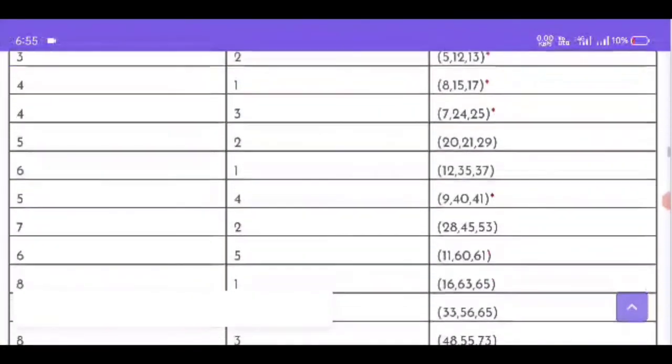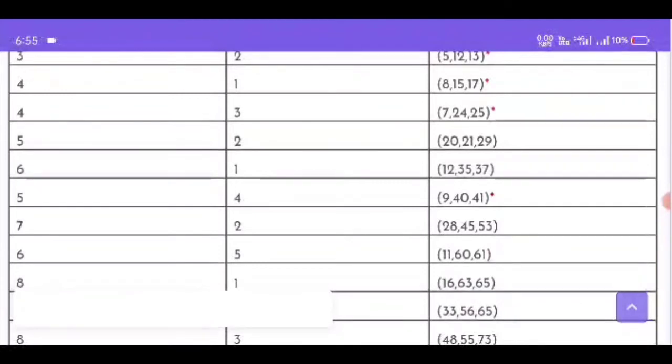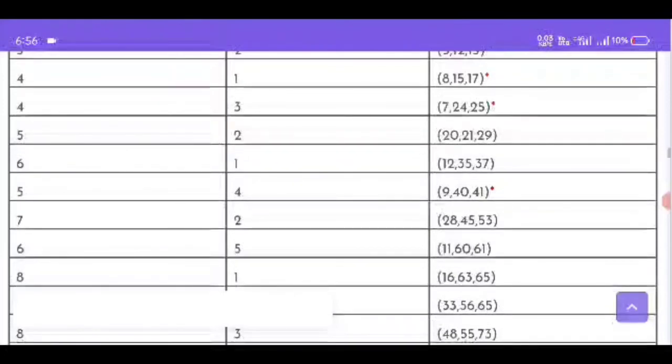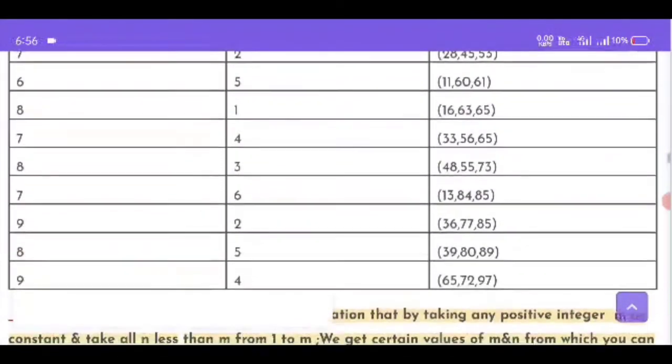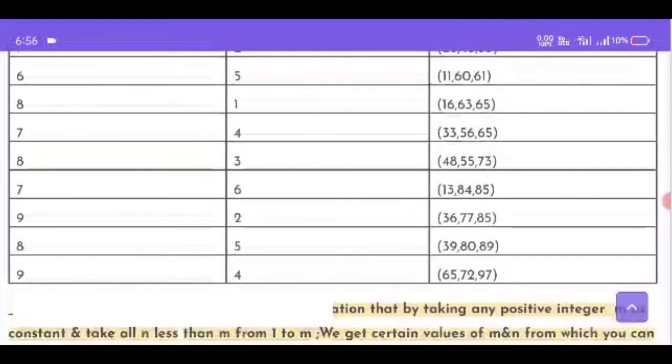6 1 gives 12, 35, 37. The asterisk marks denote that these types of questions are commonly asked in competitive exams. So just cram them, or remember them by rote learning. Then 5 4 gives 9, 40, 41, or you can actually deduce that in the exam also. So 7 2 gives 28, 45, 53; 6 5 gives 11, 60, 61; 8 1 gives 16, 63, 65; 7 4 gives 33, 56, 65; 8 3 gives 48, 55, 73. Then 9 2 gives 36, 77, 85; 8 5 gives 39, 80, 89; then 9 4 gives 65, 72, 97.